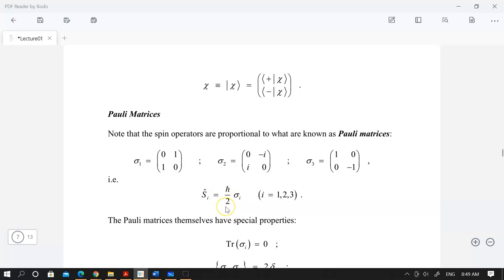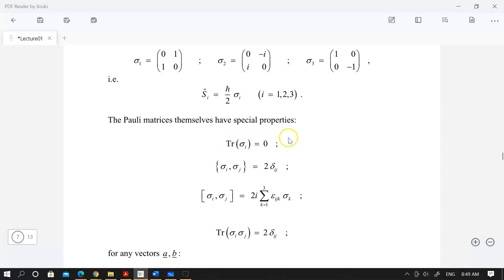What's good about these Pauli matrices is that we know a lot about them. Some properties you should be able to verify. The trace of your Pauli matrix is zero. And then if you take the anti-commutator, what is an anti-commutator? I'm not sure whether it's been taught, so let me just define it. The anti-commutator of sigma i, sigma j is simply sigma i sigma j plus sigma j sigma i. So it's just like a commutator, but with a plus sign instead of a minus sign. That is the anti-commutator of the Pauli matrices.